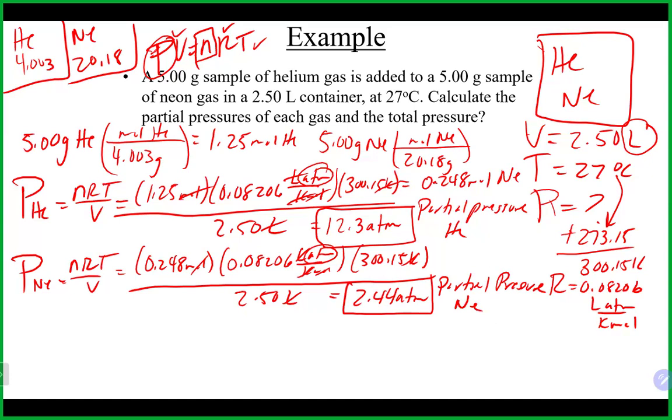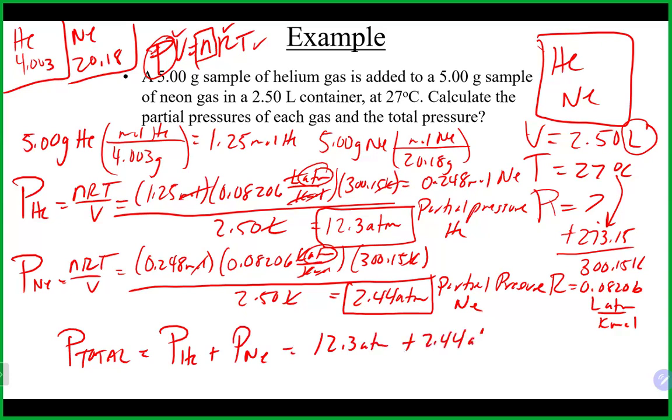To get my total pressure, I should do it with both of those numbers. I should just add them together, right? So to get the total pressure here, it's going to be the partial pressure of helium plus the partial pressure of neon, which in this case is 12.3 atmospheres plus 2.44 atmospheres, or 14.7 atmospheres in this case would be our total pressure here. Any questions on any of those calculations?